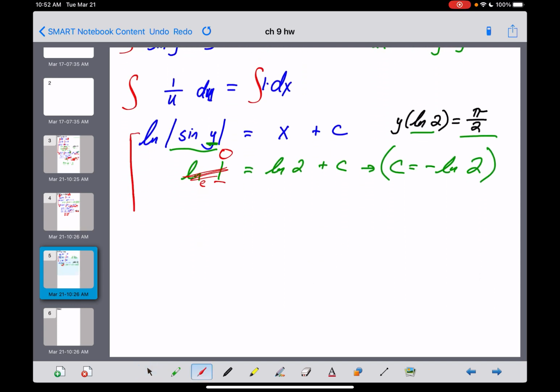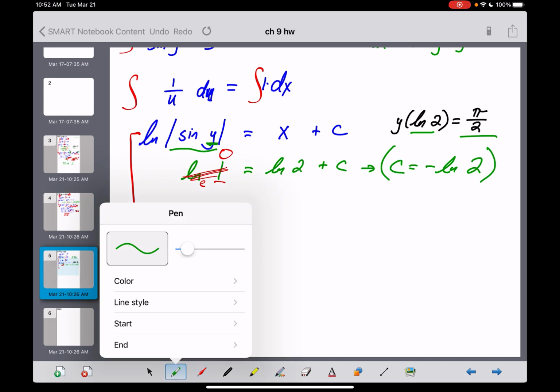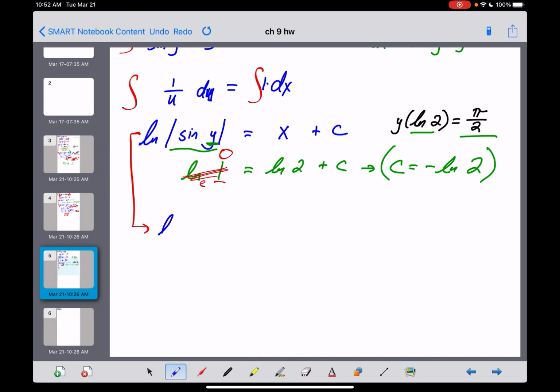Okay, so back to where we were a moment ago, guys. Switch back to blue, and let's go get them. The natural log of the absolute value of the sine of y is going to equal x minus the natural log of 2. We're going to get rid of this natural log on the left by exponentiating both sides, and we're going to get the absolute value of sine of y. I'll just write that as sine of y and then put a plus or minus over here on the other side.